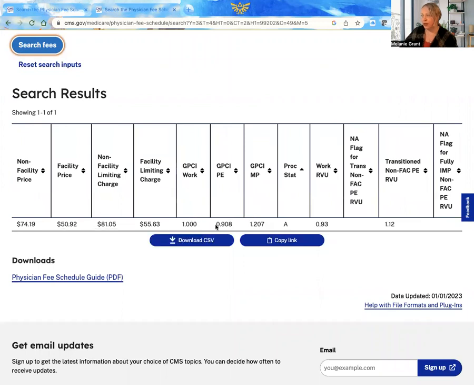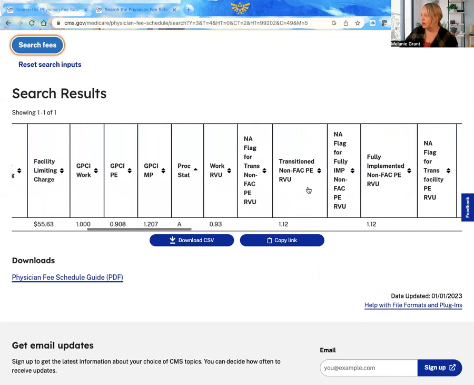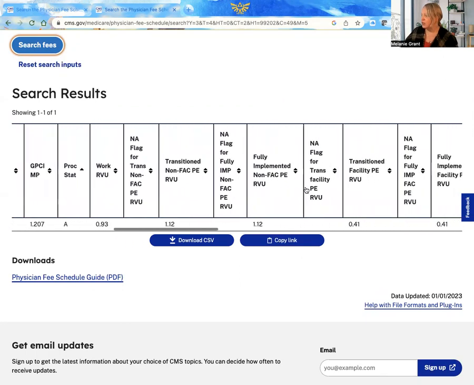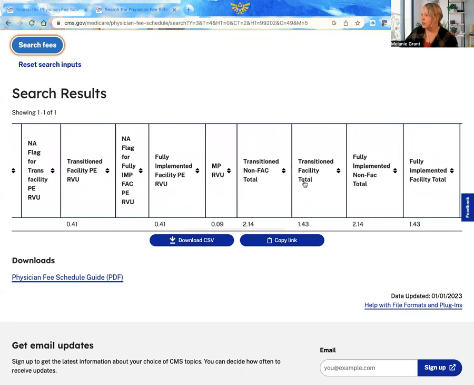My work unit is 1. My practice expense is 0.908. My malpractice for this area is 1.207. So as we saw earlier, we would simply do the multiplication of each of these areas to get a total work value. So we can see the work RVU and the GPCI here. It continues on, and you can actually pull up various different information depending on what your facility needs.